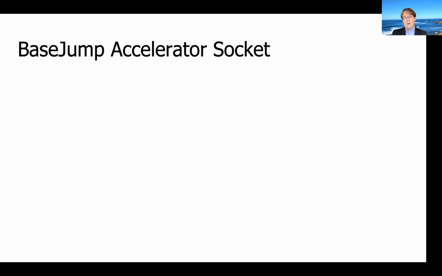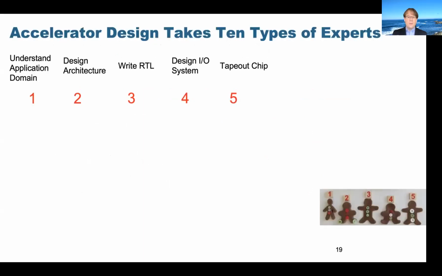Now I'm going to talk about a final project, which is the BaseJump Accelerator socket project. To give you an overview, if you think about designing an accelerator, you might think of it this way. There's basically five kinds of people that you need. You need someone who understands the application domain, someone who can design architecture, an RTL developer, somebody who can do the I/O, the plumbing, and someone to tape out the chip.